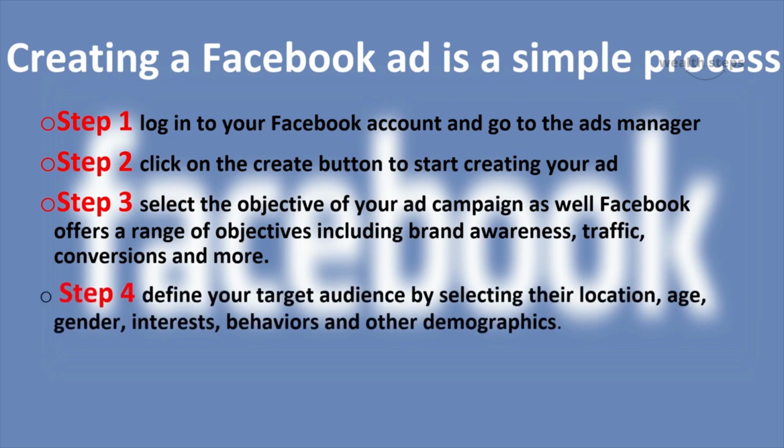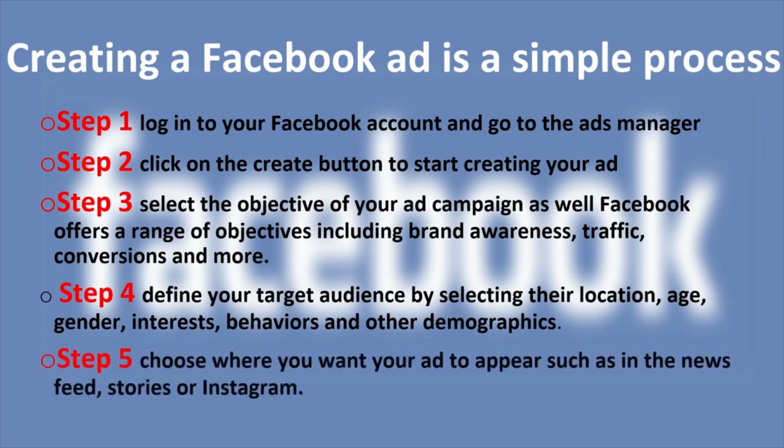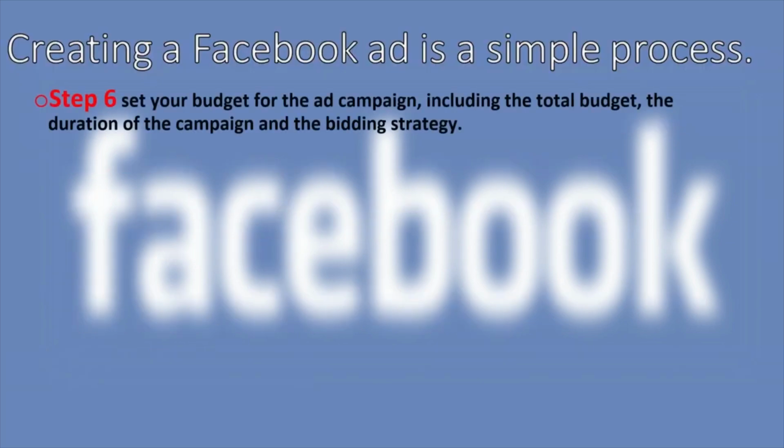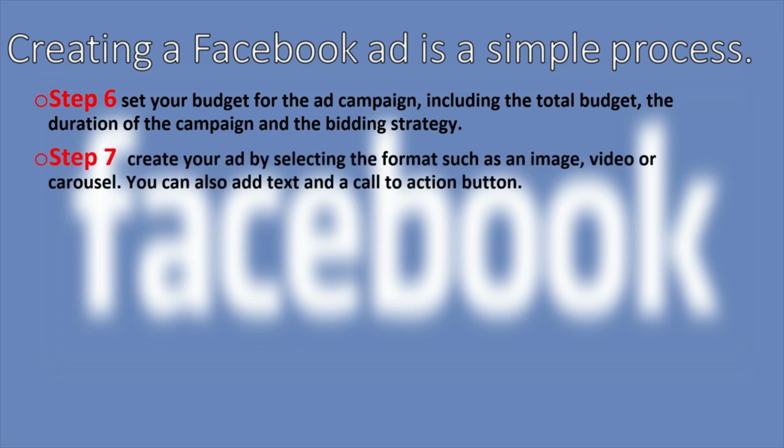Step 4, define your target audience by selecting their location, age, gender, interests, behaviors, and other demographics. Step 5, choose where you want your ad to appear, such as in the news feed, stories, or Instagram. Step 6, set your budget for the ad campaign, including the total budget, the duration of the campaign, and the bidding strategy. Step 7, create your ad by selecting the format such as an image, video, or carousel. You can also add text and a call to action button.